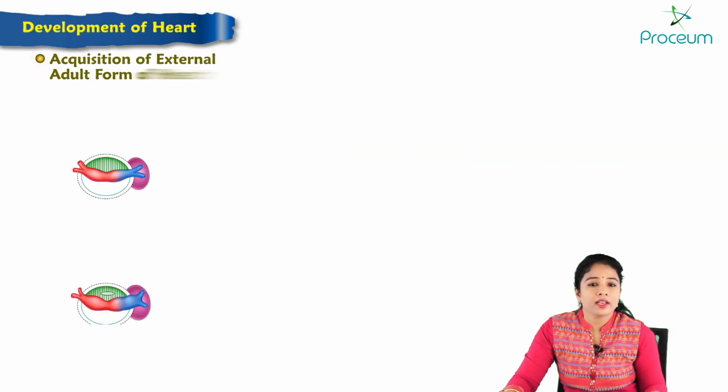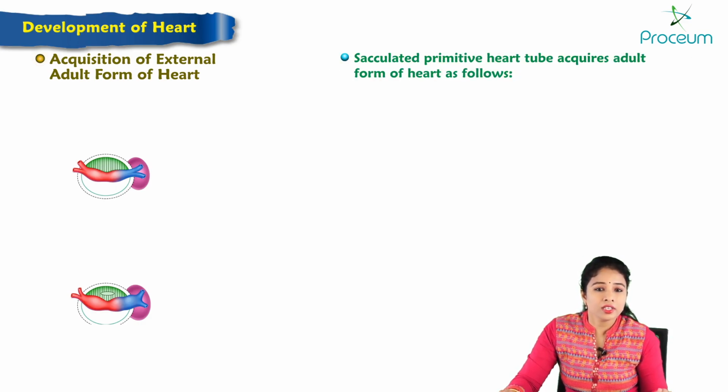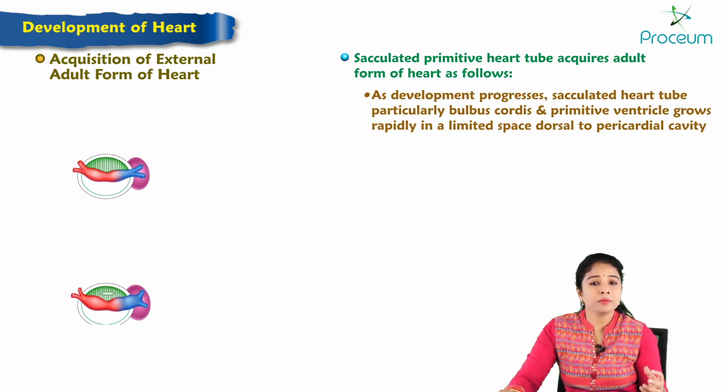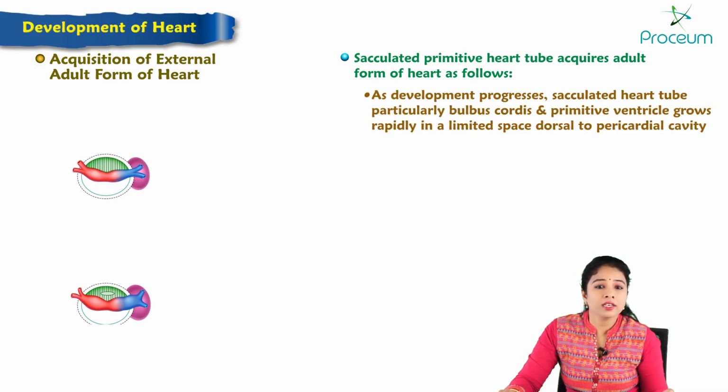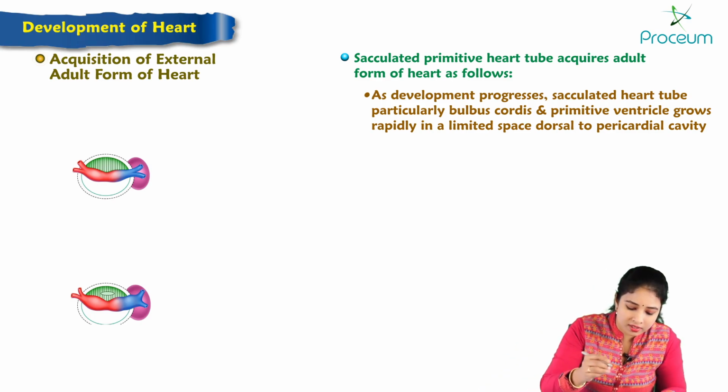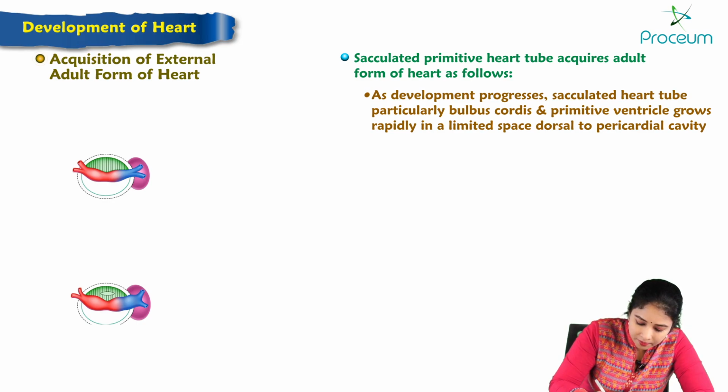Let's see about the acquisition of the external adult form of the heart. With circulation, the primitive heart tube acquires the adult form as development progresses. The looped heart tube, particularly the bulbus cordis and the primitive ventricle, grows rapidly in a limited space. So we can see here, this is the bulbus cordis.